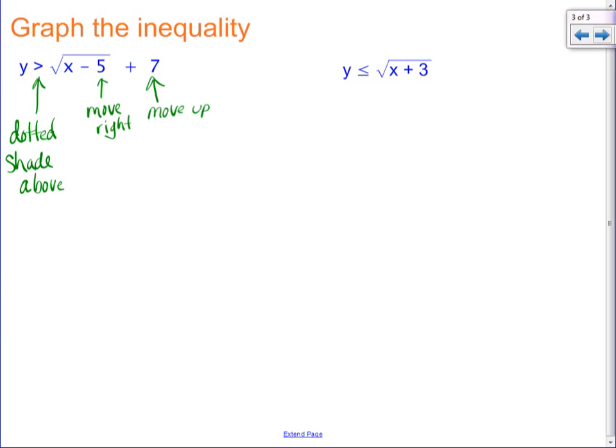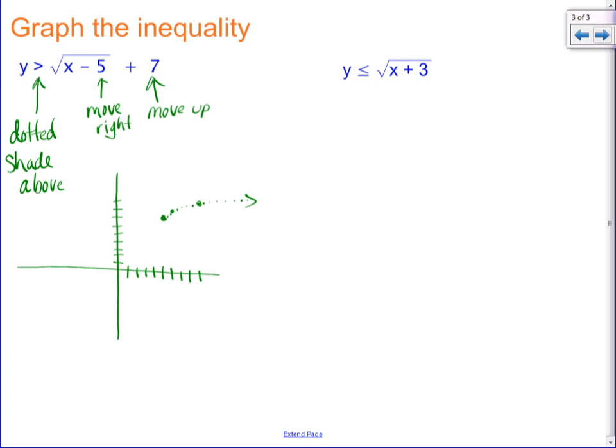Okay, so if we graph this, we're going to go up 7. We're going to go right 5. And that's where we're going to start. The size is the original size, so we need to plot our other 2 points. So we'll go up 1 over 1, up 2 over 4. It's a dotted line, so make sure you do that.